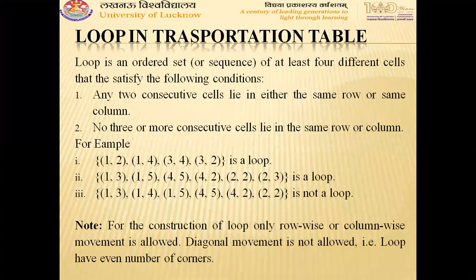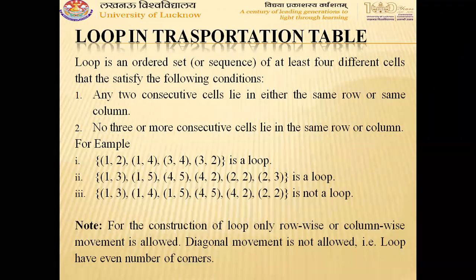So before going to methods for optimum solution, that is stepping stone method, we can define the loop in the transportation problem. The loop is an ordered set of at least four different cells that satisfy the following conditions. Number one, any two consecutive cells lie either in same row or in same column. Second condition is that no three or more consecutive cells, that is not more than two consecutive cells, lie in the same row or in same column.